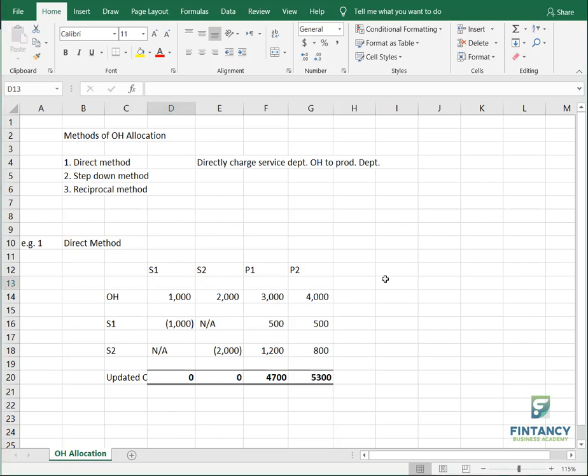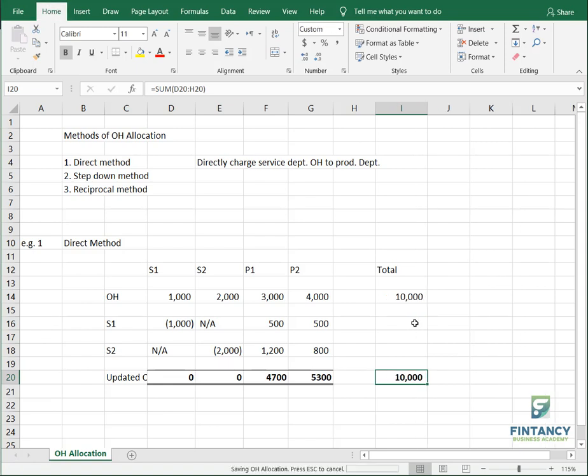So see how much was before allocation if I make a total column here for you. Before allocation it was 10,000, right? And after allocation it is how much? 10,000, same. So it means we have allocated it properly. Okay. Here of course it's very simple to understand. When we come to reciprocal or step down, then you will see why it is so important to make sure of this. Otherwise you can easily make a mistake. Anyways, this was the direct method, as simple as that.